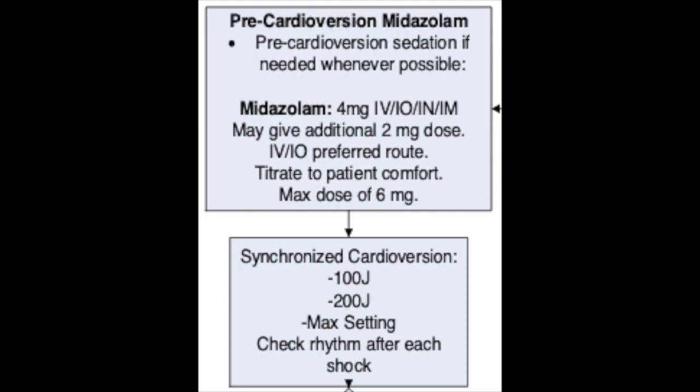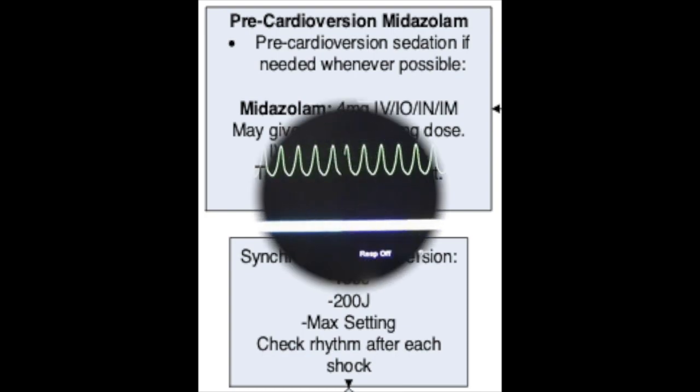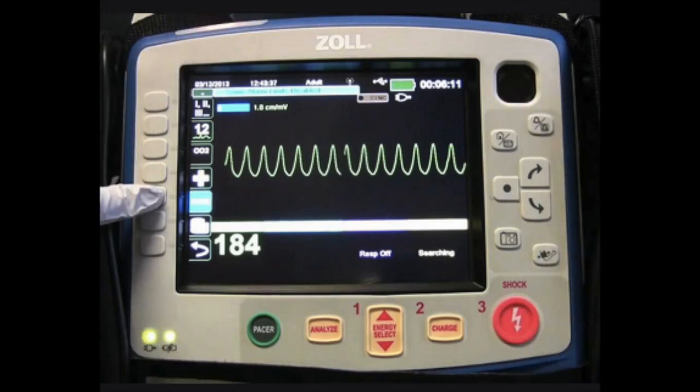Again, reminding you intranasal routes are preferred here because it's going to take a while to get the IV or the IO, and IM is just going to hang out in the muscle. So IN, intranasal, is preferred. Once you give them that 4 milligram dose, you're going to synchronize cardiovert them at 100, then 200, and then the max setting.